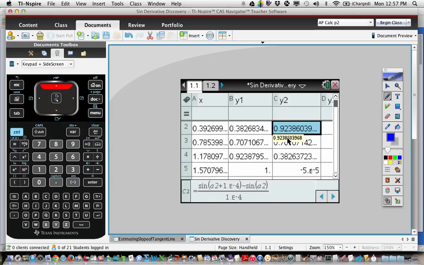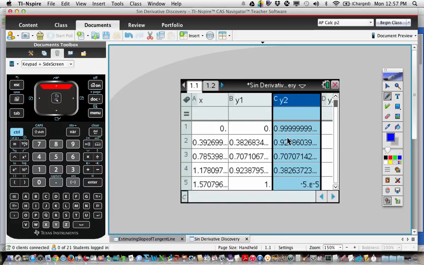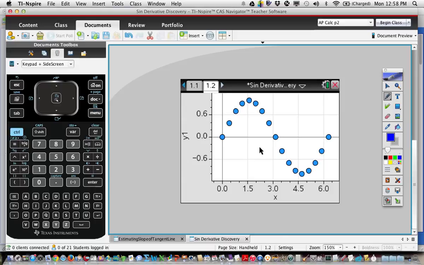Okay, but here, you ready? Are you sure? Get ready. Hang on. I'm going to change this. I don't want to graph y1. I want to graph the slopes. So we're about to do the derivative of the sine graph.